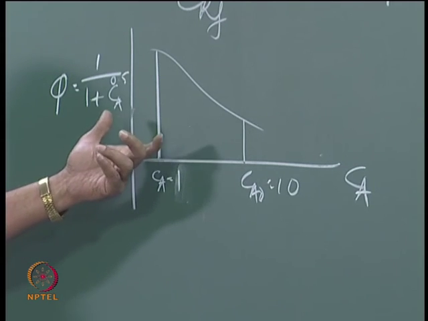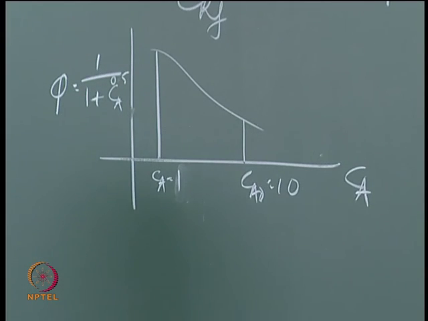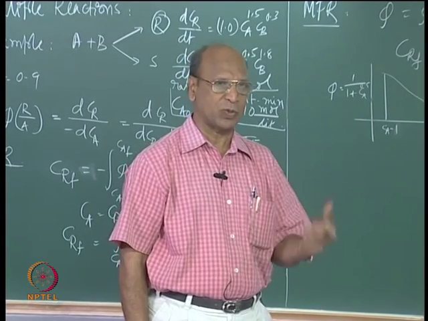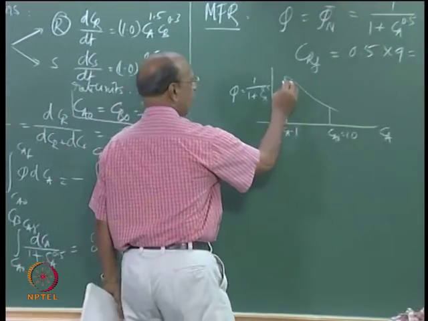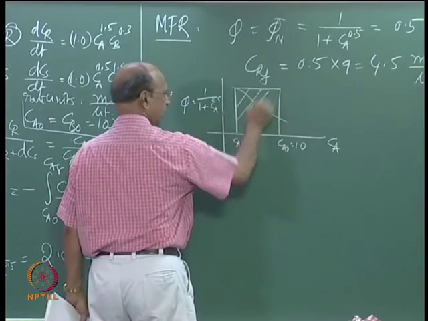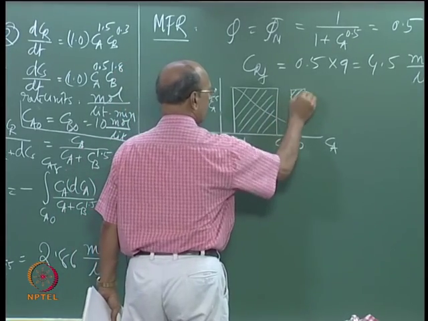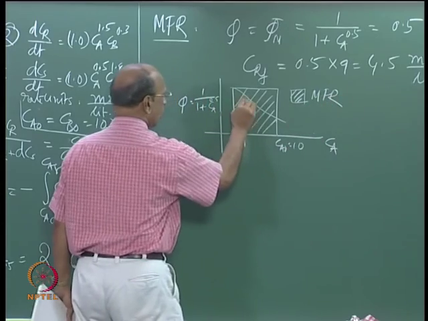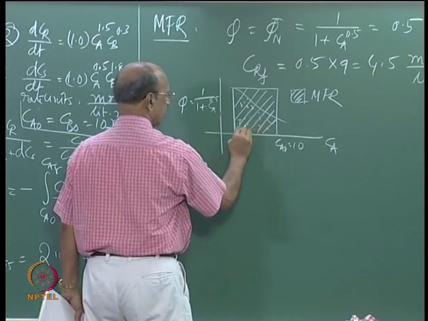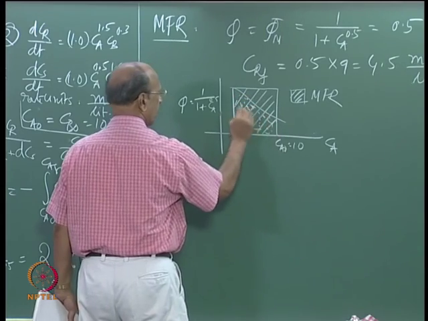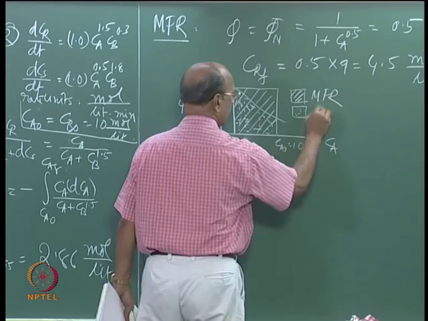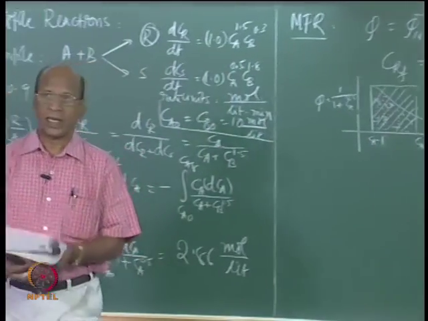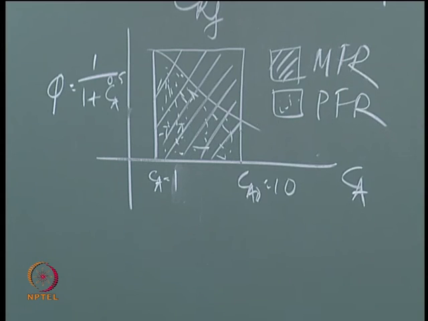So then what is happening? Which reactor will give you the best yield? Again, you are getting confused. It is not minimization, we have to maximize the area because we are talking about C_R,f, right? So for MFR, all this, and this one only for PFR. That will be very easy if you are able to plot, but you must be artistic in drawing the graphs.